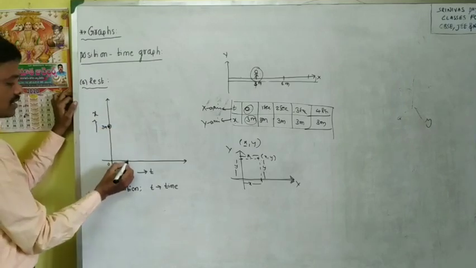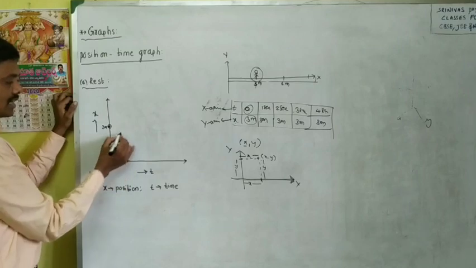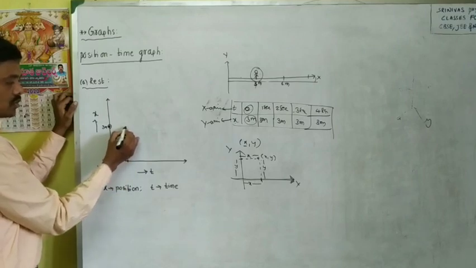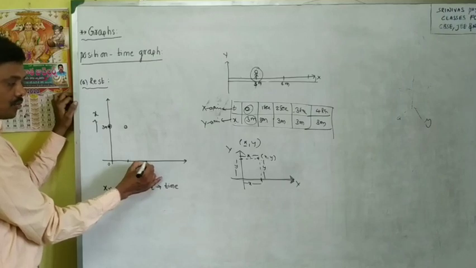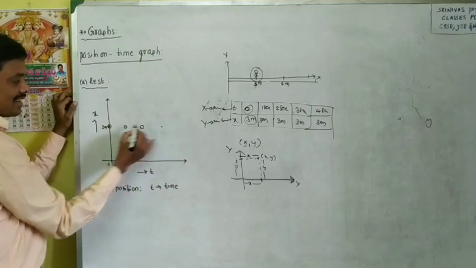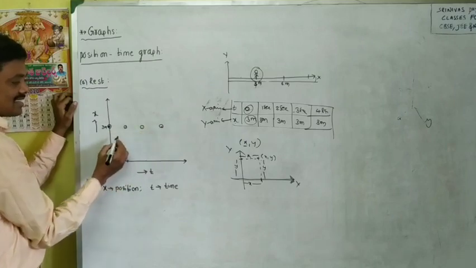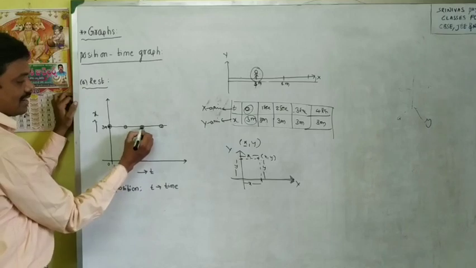After 1 second, for example, this is time 1. Then after 1 second, what is the position? Again 3 meters, so 1 comma 3. After 2 seconds, for example, this is time 2: 2 comma 3. Then 4 comma 3. Right? Then we will get points like this, and if you join them we will get a straight line, right?